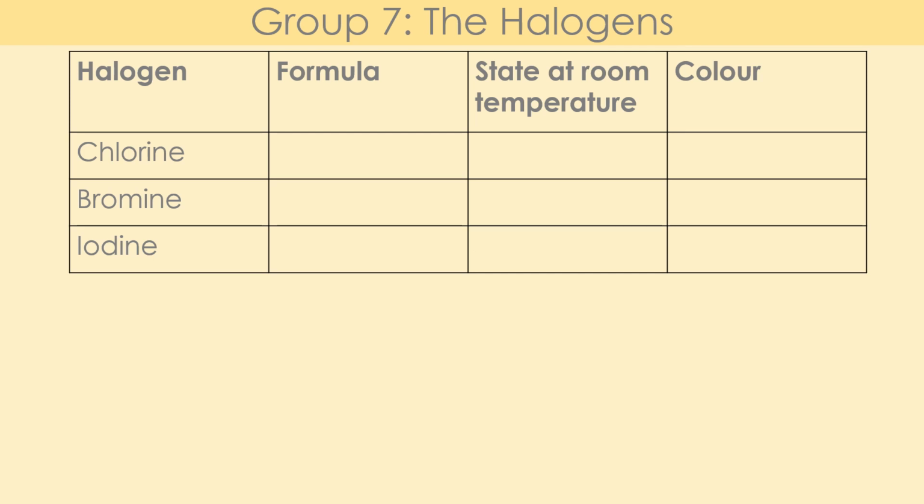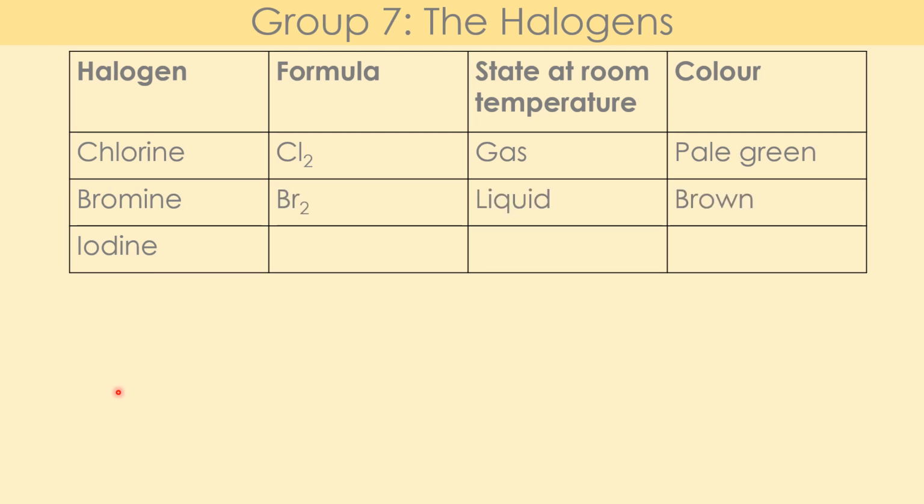Okay, so hopefully you've had a little go at trying to do it. Let's have a look at the formulas, states and colours. So chlorine has the formula Cl2. It is diatomic. They always have this little 2 after them, because they go round in pairs. So that 2 is a subscript right at the bottom. Now, chlorine is a gas at room temperature, and it is a pale green colour.